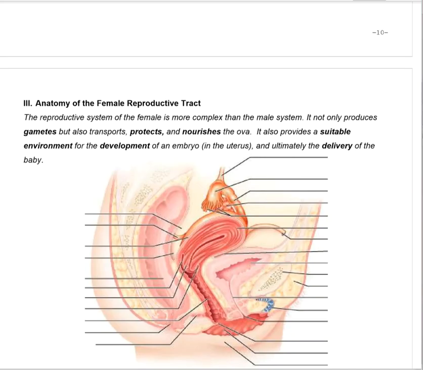We're working on the reproductive system. We did male anatomy and physiology, and now we're going to do female. I'll probably split it up into 2 lectures. So why don't we go ahead and get started with the lecture notes here.